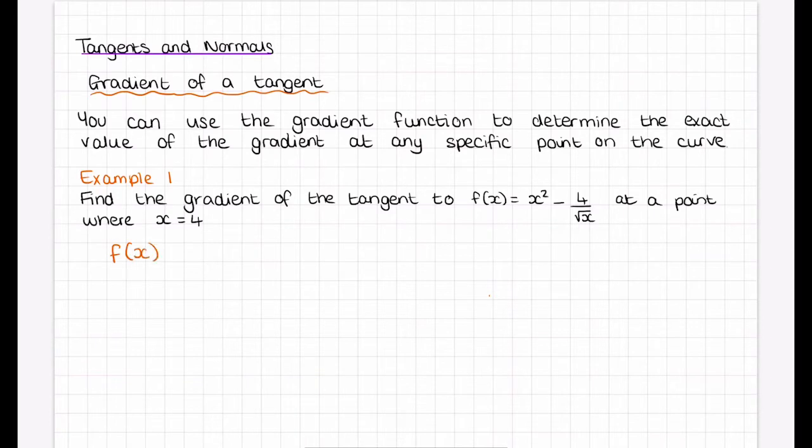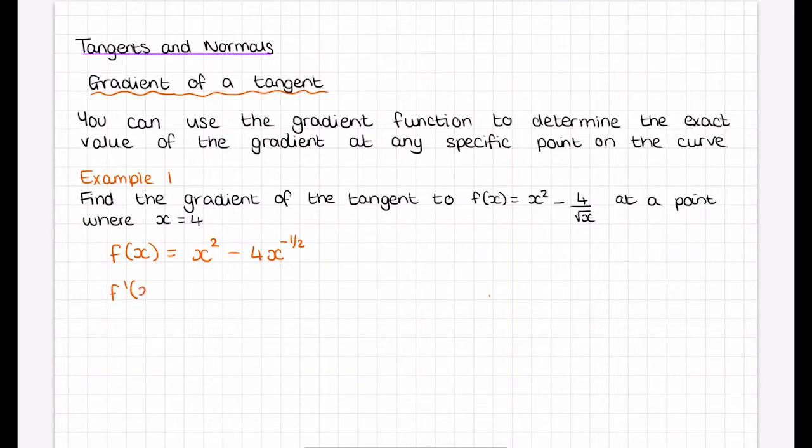So the first thing I'm going to do is rewrite this function without a fraction and a square root, which will be x squared minus 4 x to the power negative a half. Because remember, the square root gives us a power of a half, then we want to take it out of the fraction, so then the power becomes negative. Now let's do the derivative of this.